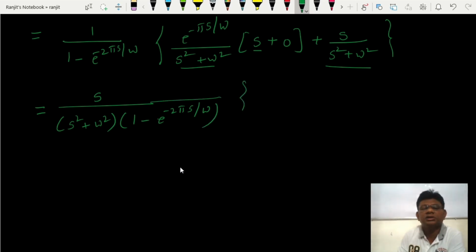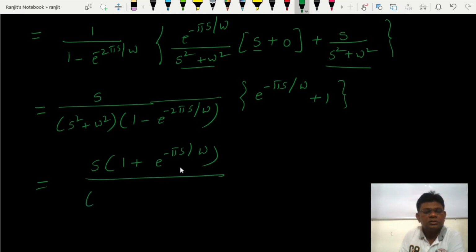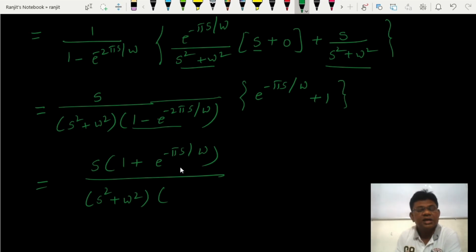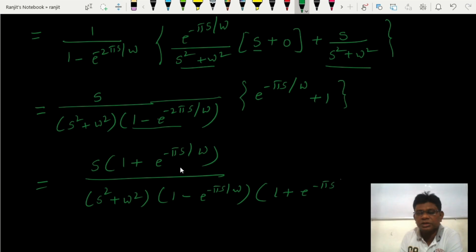Now, here is e to the power minus pi s upon omega plus 1. This is equal to s times 1 plus e to the power minus pi s upon omega upon s square plus omega square times, now this term is in the form of a square minus b square, so therefore its answer is a minus b times a plus b. Here a is 1 and b is e to the power minus pi s upon omega. A minus b means 1 minus e to the power minus pi s upon omega, times a plus b, the 1 plus e to the power minus pi s upon omega.